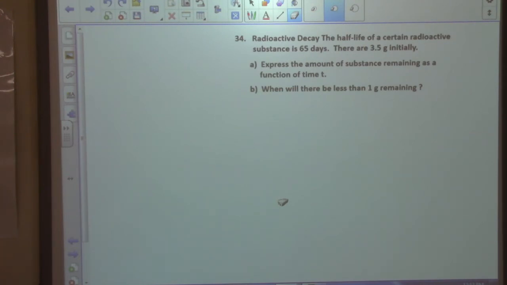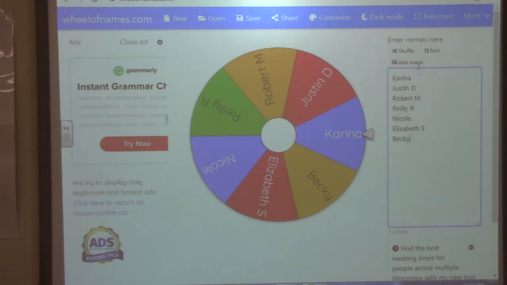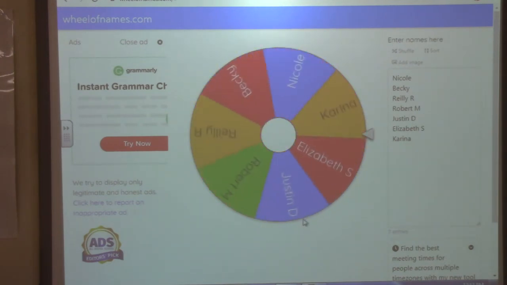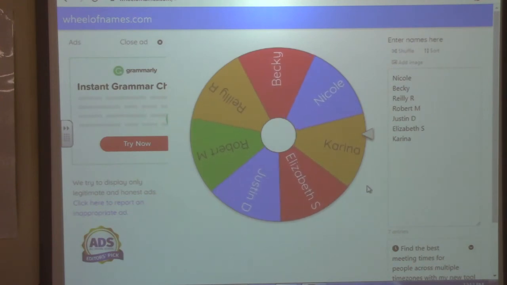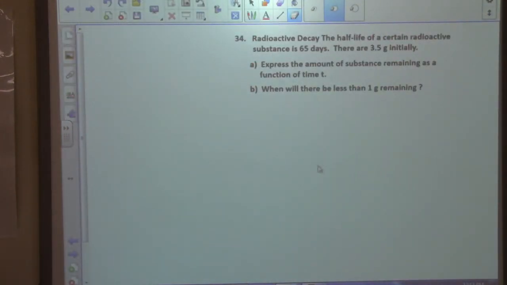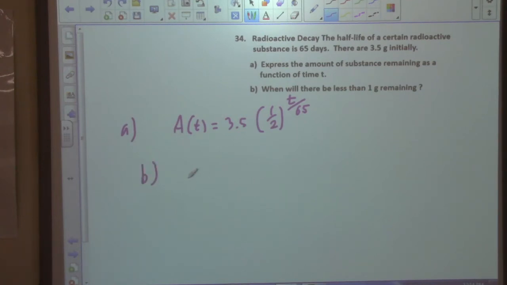I'm going to choose spin the wheel here for this one. Okay, let me go shuffle a little bit. Karina, this thing picks Karina a lot, it seems. That's okay. She's ready for it. Okay, Karina, what do we got here? Is t equals 3.5 times 1/2 to the power of t over 65? Okay. So that's part A. And then part B is after 117 days.